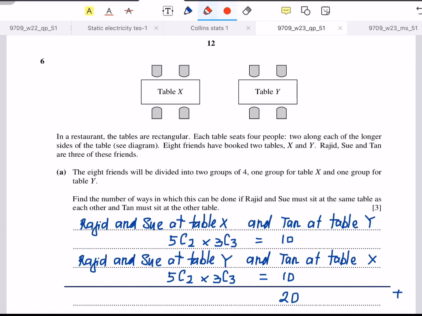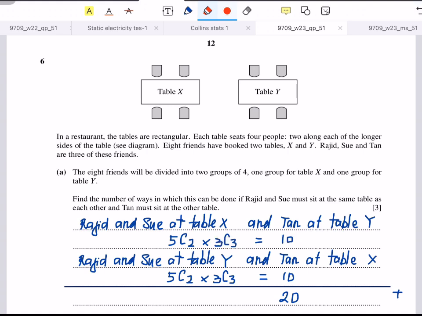So now suppose Rajit and Sue at table X and Tan at table Y. So we need to choose 2 more people to be at table X. We have 5 options, so the number of selections that can be made is 5 choose 2. And then the remaining 3 people must be at table Y, so 3 choose 3. The result is 10.